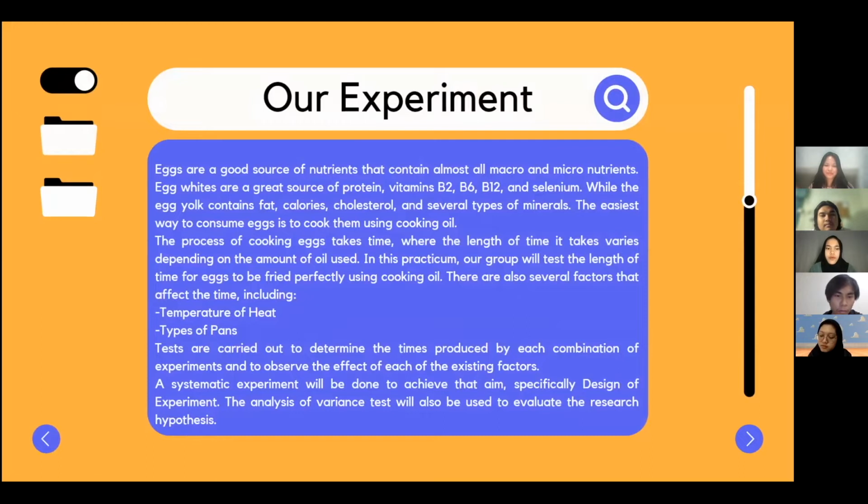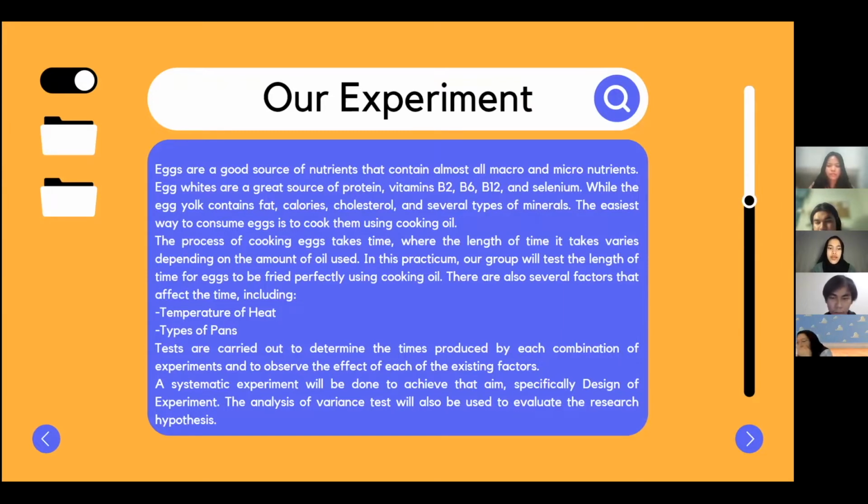So first and foremost, about our experiment, we're doing an experiment to analyze the time taken to perfectly fry an egg on a stove using cooking oil, based on the factors affecting it. The aim of our experiment is to find the combination of factor levels that takes the least time to fry an egg. The tests are carried out to determine the times produced by each combination of the experiment and to observe the effect of each of the existing factors.